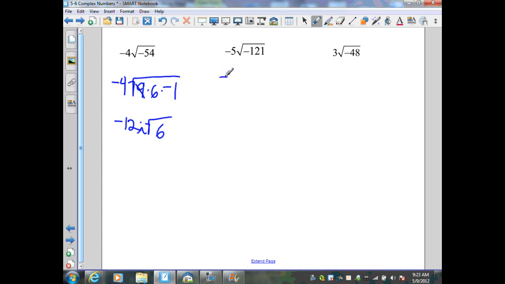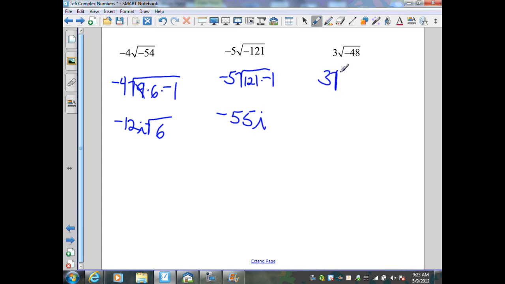Here I have -5 times the square root of -121, and I break this into a product of its factors. 121 is already a perfect square, so I have 121 times -1. The square root of 121 is 11. 11 times -5 is -55. And the square root of -1 is i, so -55i.